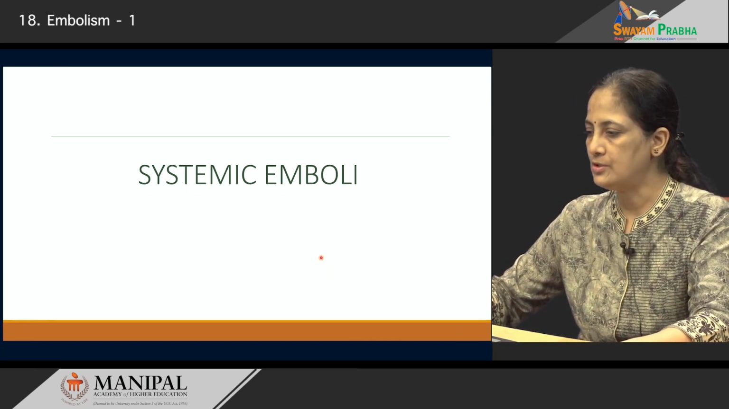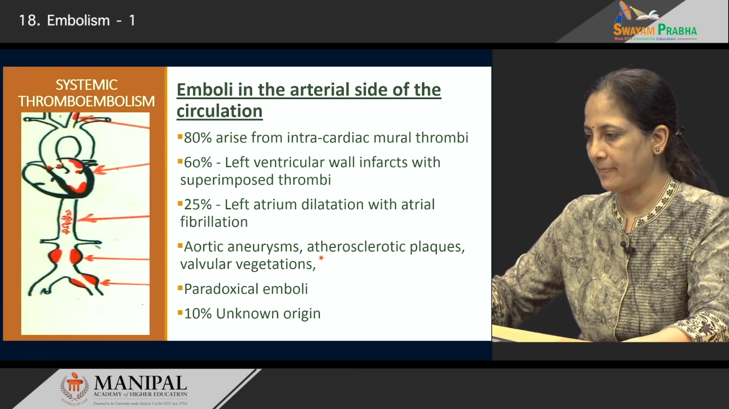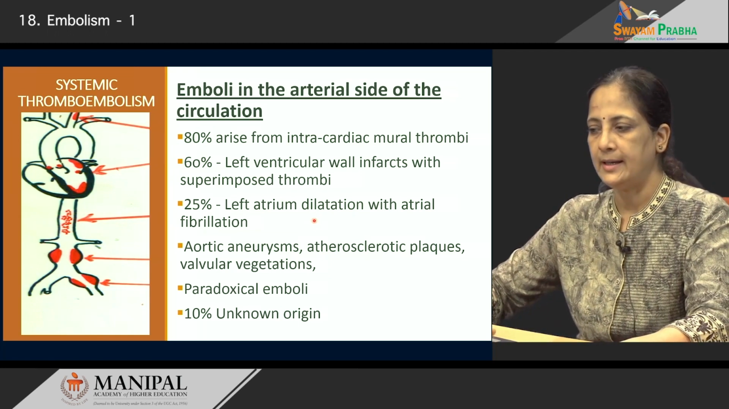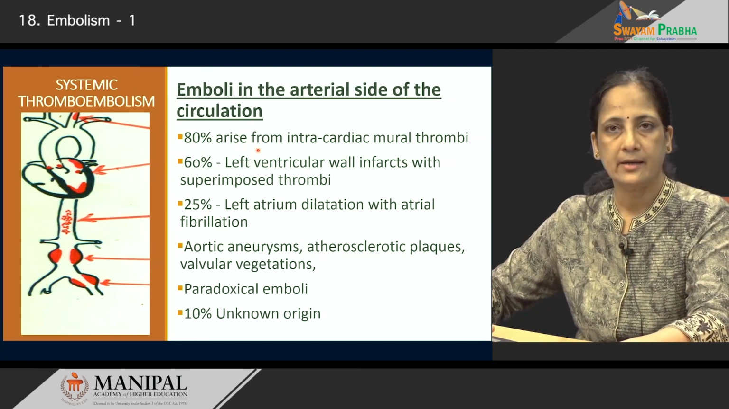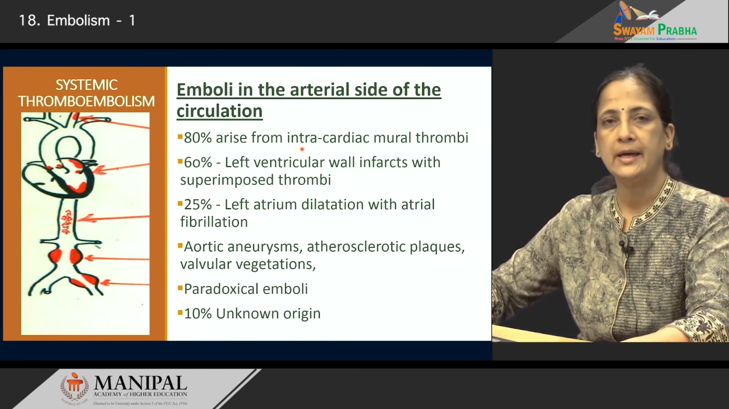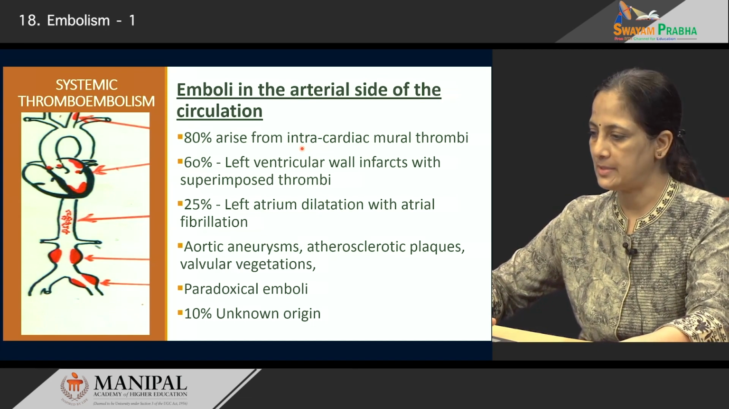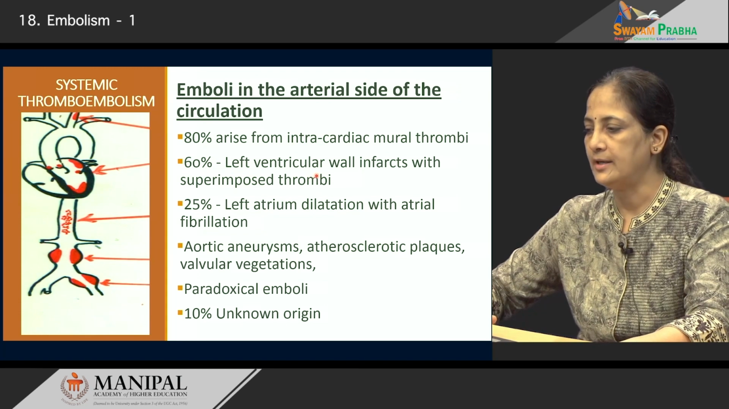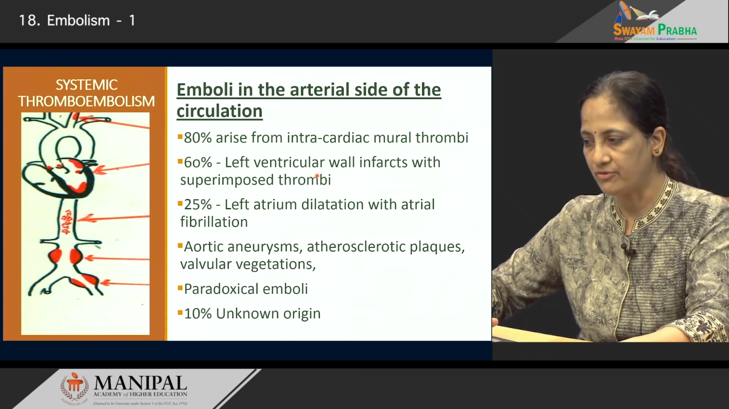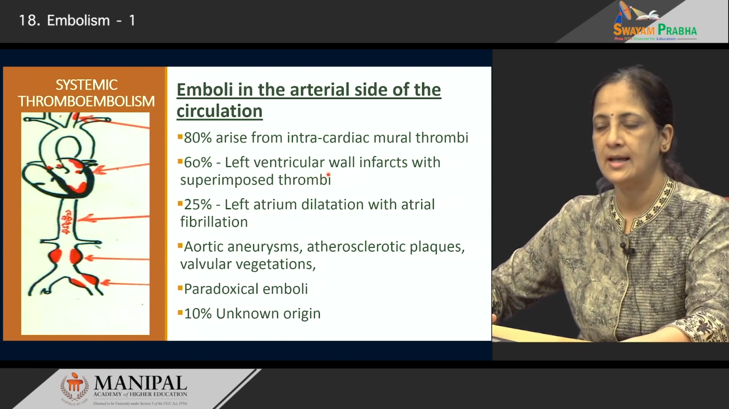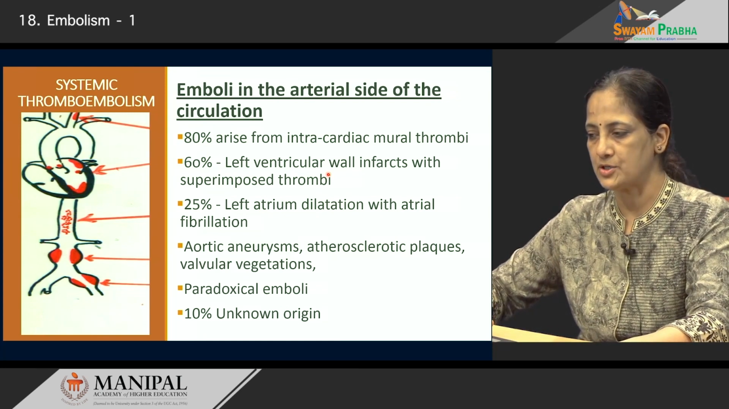Let us now move on to systemic emboli. These emboli usually arise from thrombi in the arterial side of the circulation. About 80% originate from intracardiac mural thrombi. 2/3 of these occur over left ventricular wall infarcts. There are superimposed thrombi on these infarcts and they break away, causing the emboli in the arterial circulation.